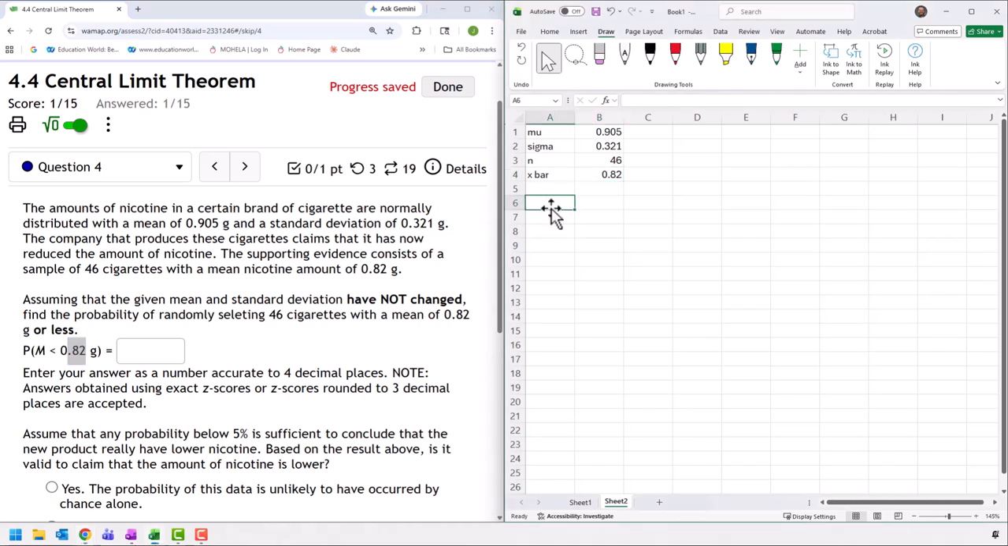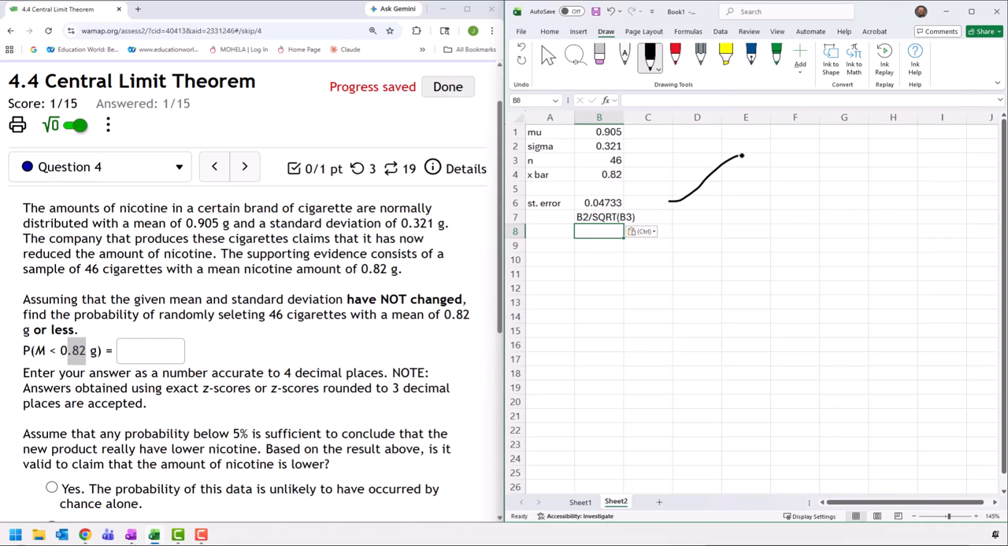I need to figure out what the standard error of the mean is, and it is going to be the standard deviation divided by the square root of n. I'll put my work right here for that. And really what that does is change our standard deviation from 0.321 to 0.04773 for our group.